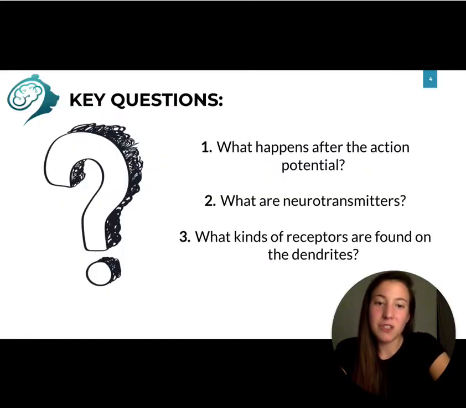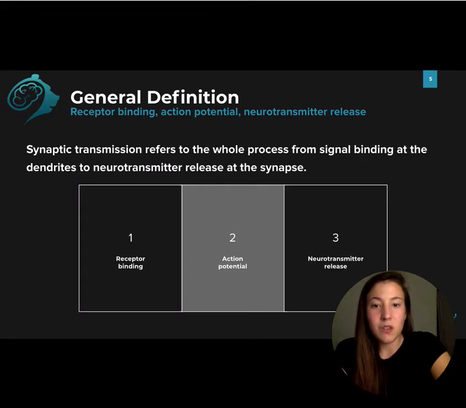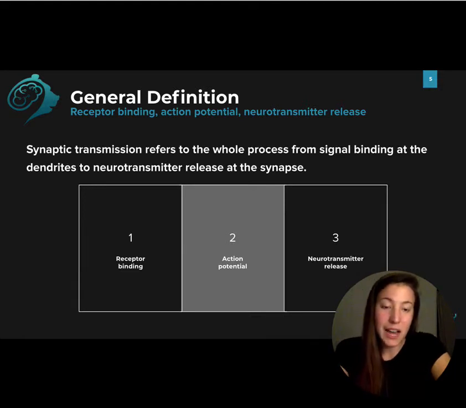Our key questions for today are: what happens after the action potential? We're going to formally introduce and talk about neurotransmitters, and we're going to talk about the kinds of receptors found on dendrites. So synaptic transmission as a whole refers to the process from signal binding at the dendrites to neurotransmitter release at the synapse. By signal binding, I mean neurotransmitters binding to receptors on the dendrites.